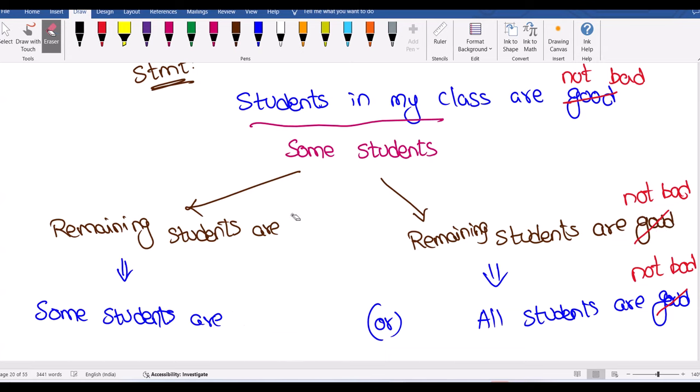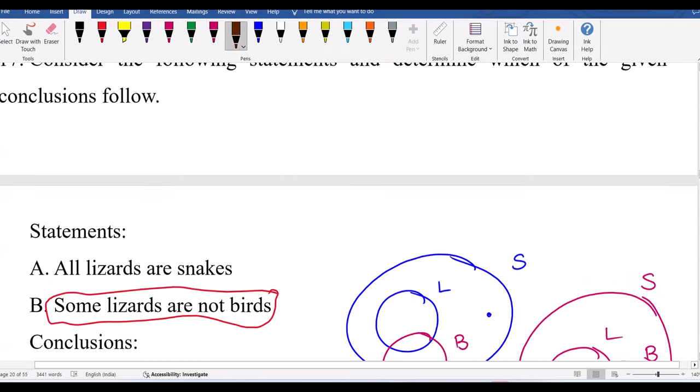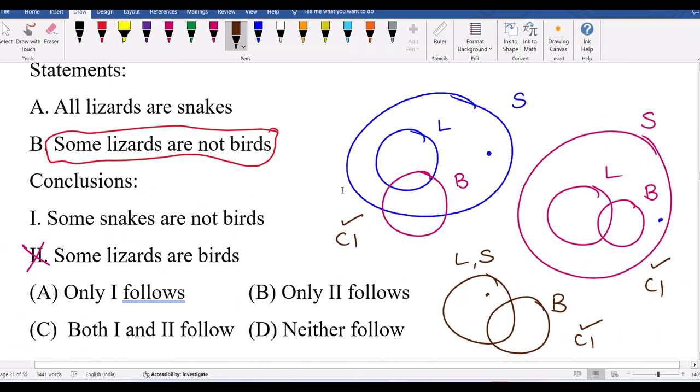I'll put the word bad directly. Bad in behavior, maybe not about other things, maybe they are aggressive, likewise. So when it is not bad, it can be some students are bad, or it can be all students are not bad also. Now the problem is that when some lizards are not birds, we draw the diagram for some lizards are birds. Some lizards are birds, like that we are drawing. But there is the other area.